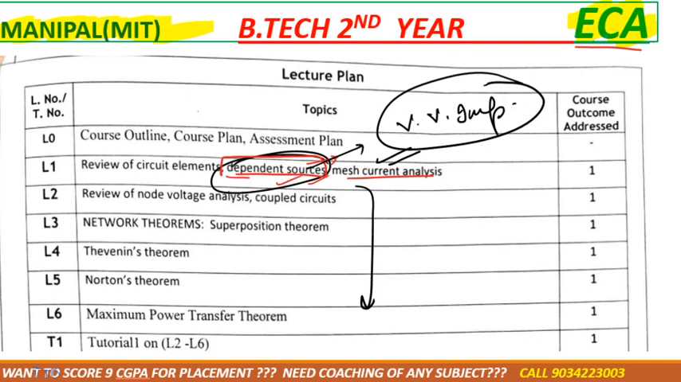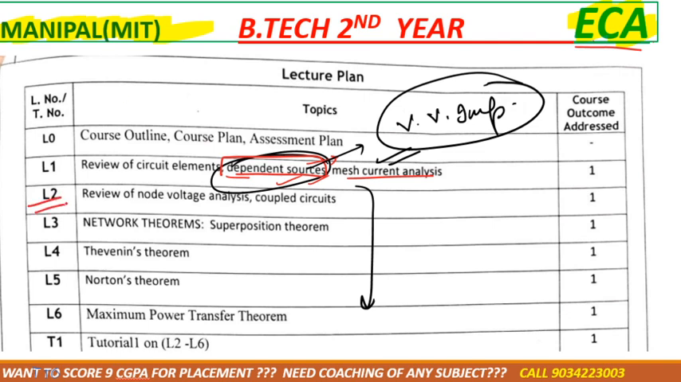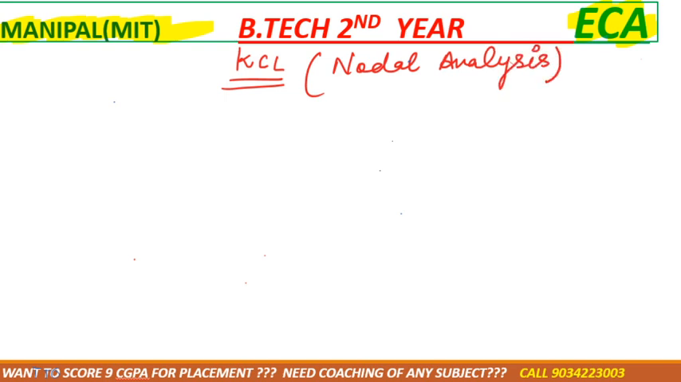So in the last lecture we studied mesh analysis with a dependent source, right? Now we are going to study lecture number 2, that is review of node voltage analysis, coupled circuit. Node voltage analysis is based on the Kirchhoff current law. If you remember, we have two laws: one is the Kirchhoff voltage law and the other is the Kirchhoff current law, and that is also known as nodal analysis, correct? So let me draw the diagram.